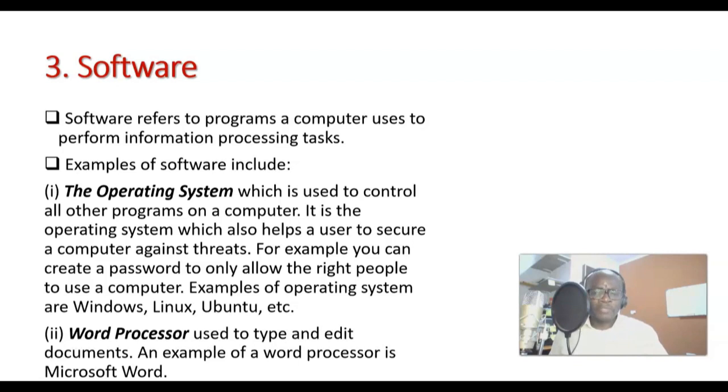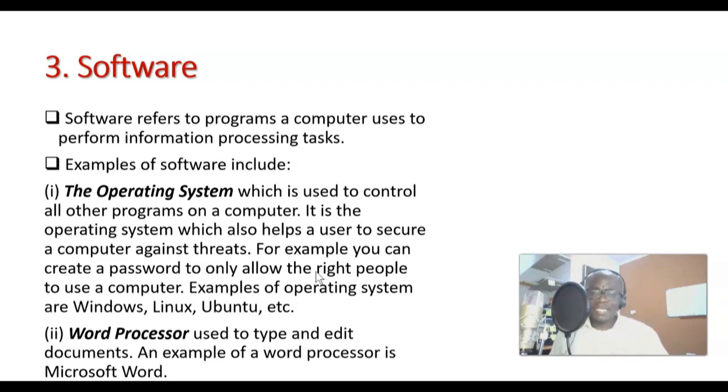All the other programs that you can use, like Microsoft Word, like Google Chrome, for them to work, they all need to sit on the operating system. Why? It is because the operating system is the main program or software system on a computer, and it controls all other programs on a computer. It is the operating system which can even help you to put a password on a computer so that you protect it against other people who may want to steal information from your computer. So the operating system is a very important software.